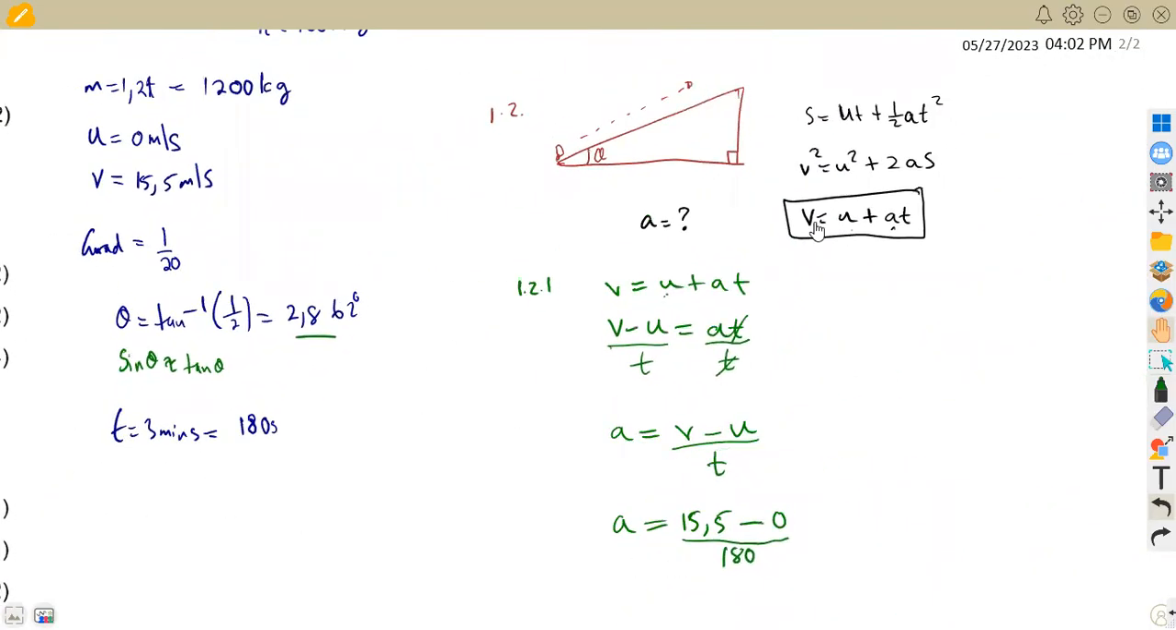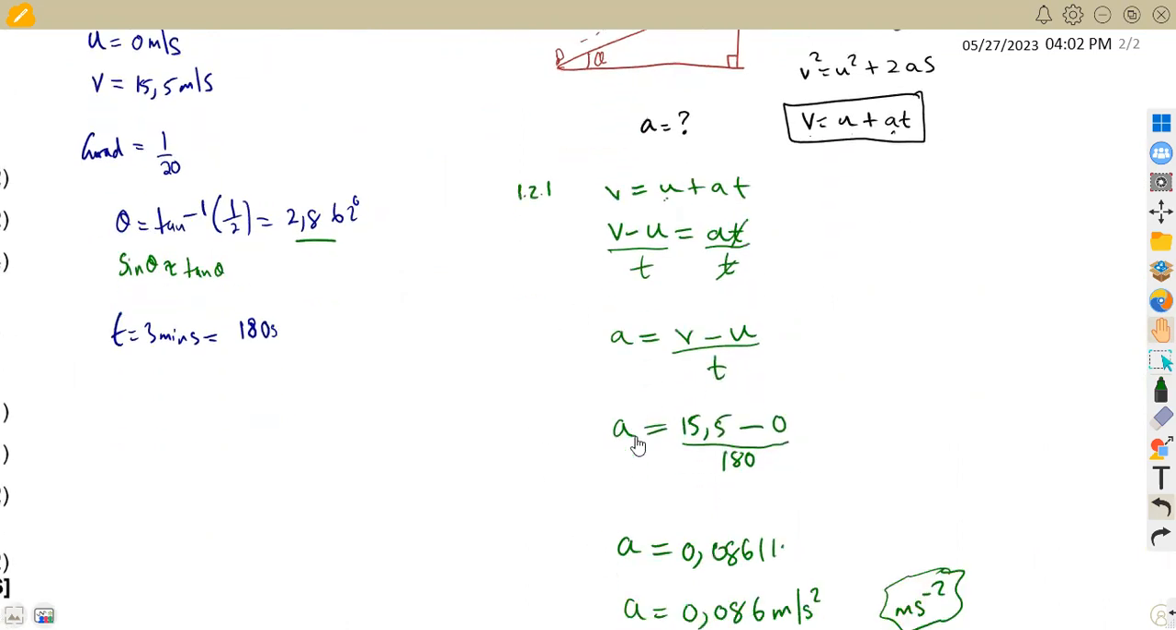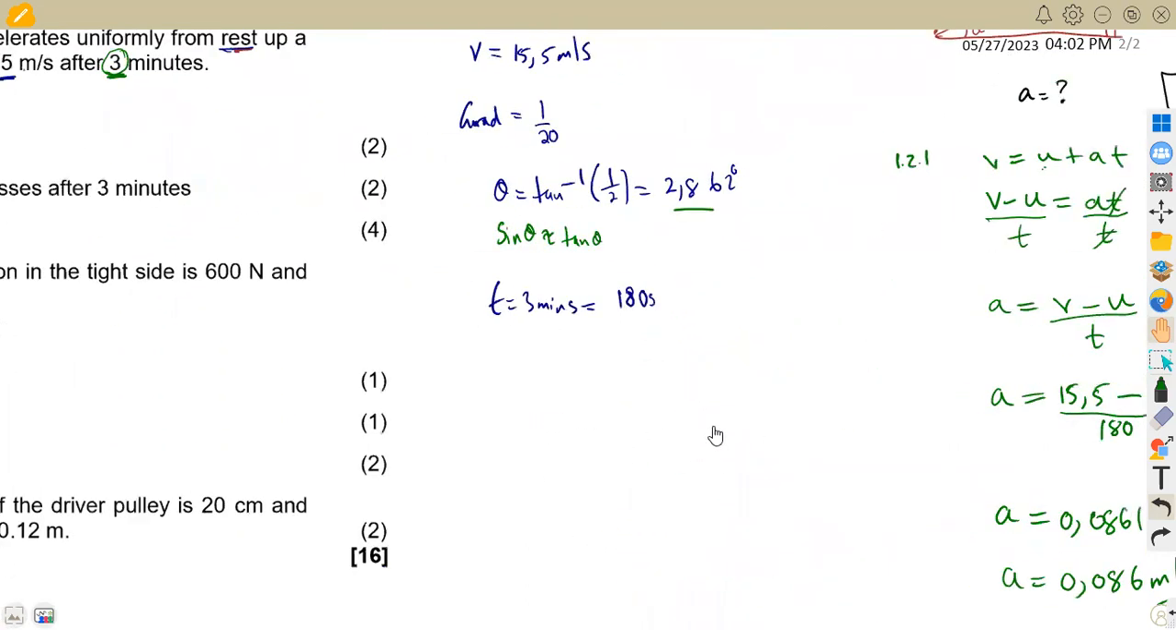So take note, the other formulas we can't use. The first one, we do not have the distance. S is for the distance. With the second one, we can't use it because we do not have the S either. We can find the displacement or the distance and then use it to calculate acceleration, but it will take a lot of time.